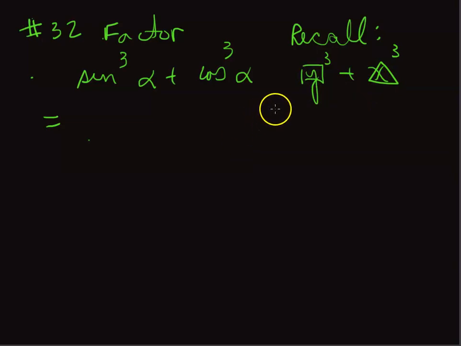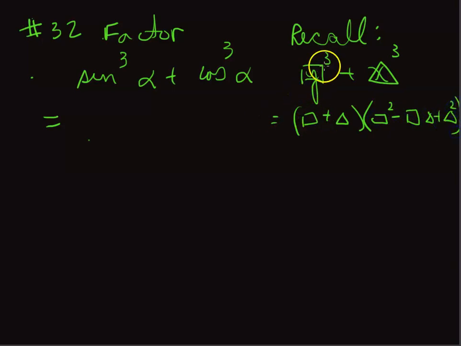So this factors into box plus triangle times box squared minus box triangle plus triangle squared. In other words, take the cube root of the first, this would be y, and the cube root of the second, this would be x, and say y plus x, and then it's y squared minus yx plus x squared. That works for anything, even sine alpha cubed. So let's put it down here.